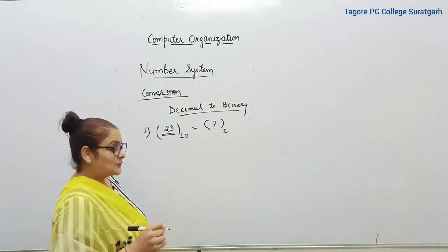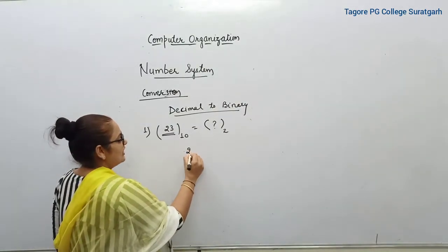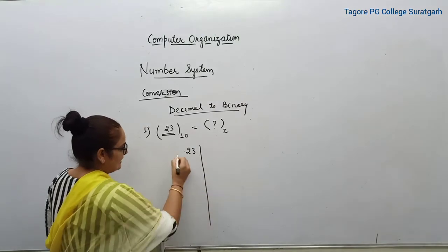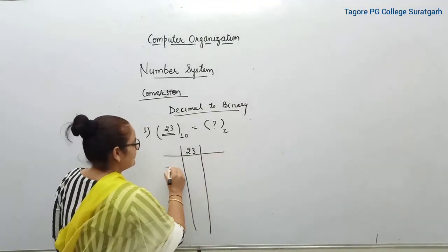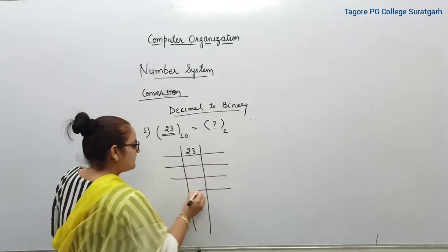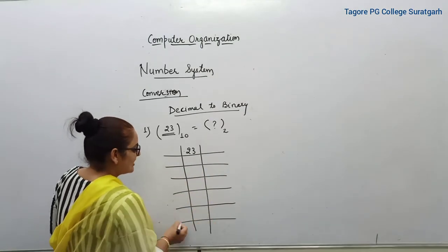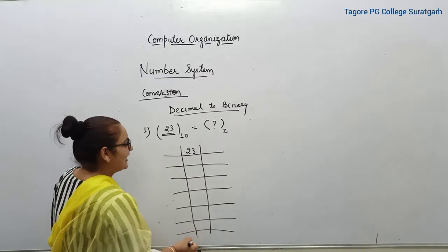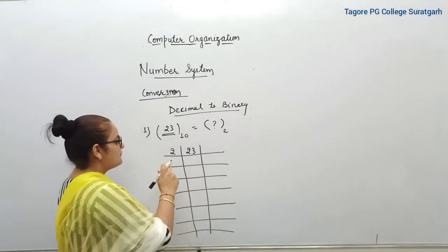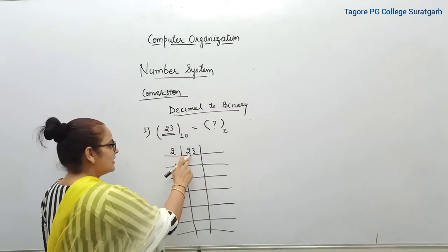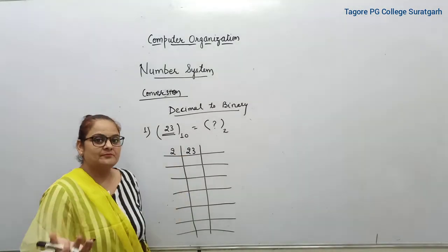So how will we calculate it? First of all, we will write this decimal part, and then what is the base of binary? You will all reply it is 2. So yes, there is 2. We will divide this number by 2 every time.